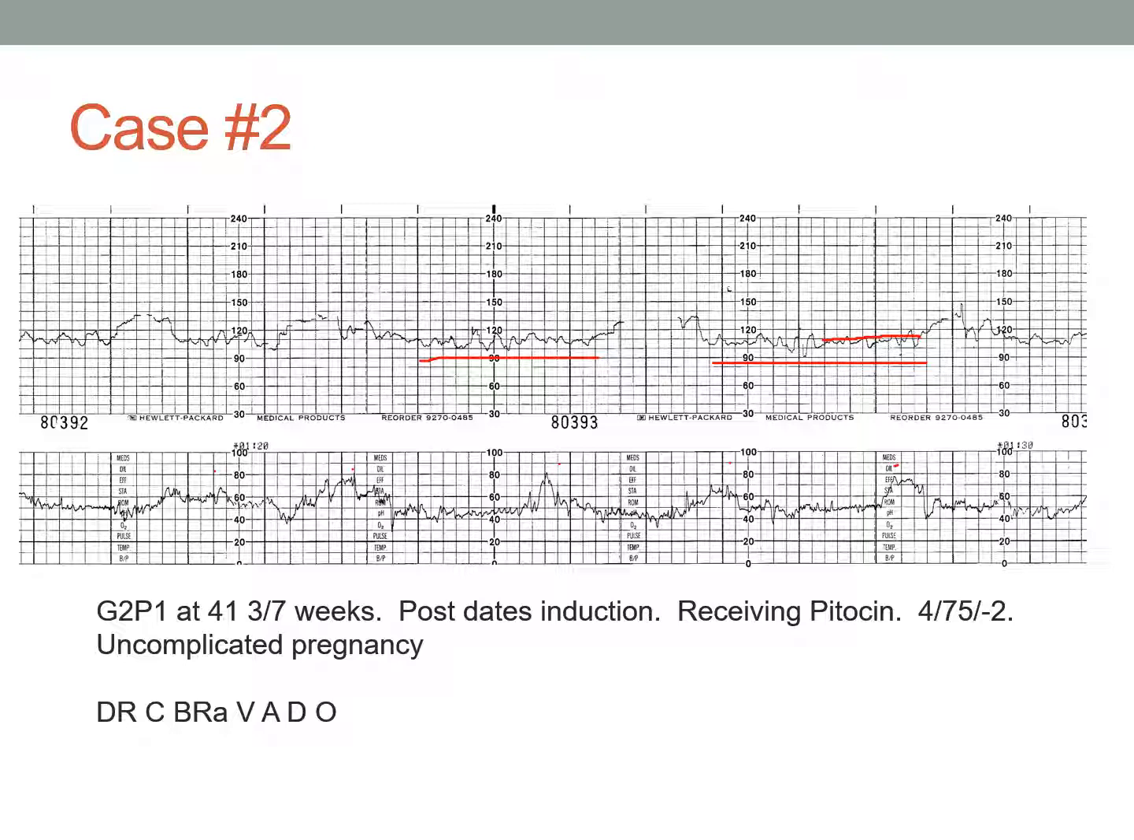Variability, hopefully you characterize the variability as moderate in this tracing again. Accels, you do have accels present, one right here, and a couple more throughout this. Decels, it again appears that decelerations are absent. So your overall assessment, this is again going to be a category 1 tracing. Category 1 tracing means baby is not acidotic at this point in time.